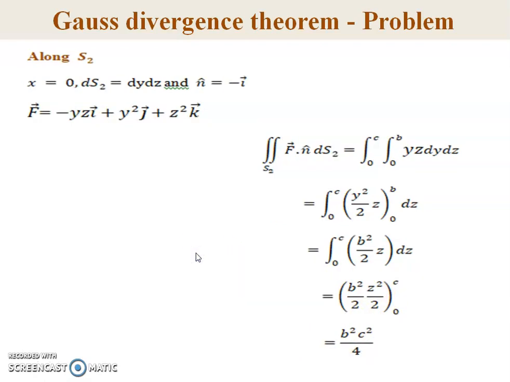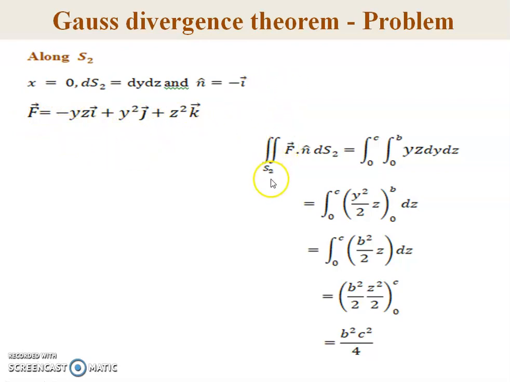Now along S2, this time the equation of surface S2 is x equal to 0. What is dS2? dS2 equals dy dz and n cap equals minus I vector. Put x equal to 0 in the given F vector, and we get this vector here.